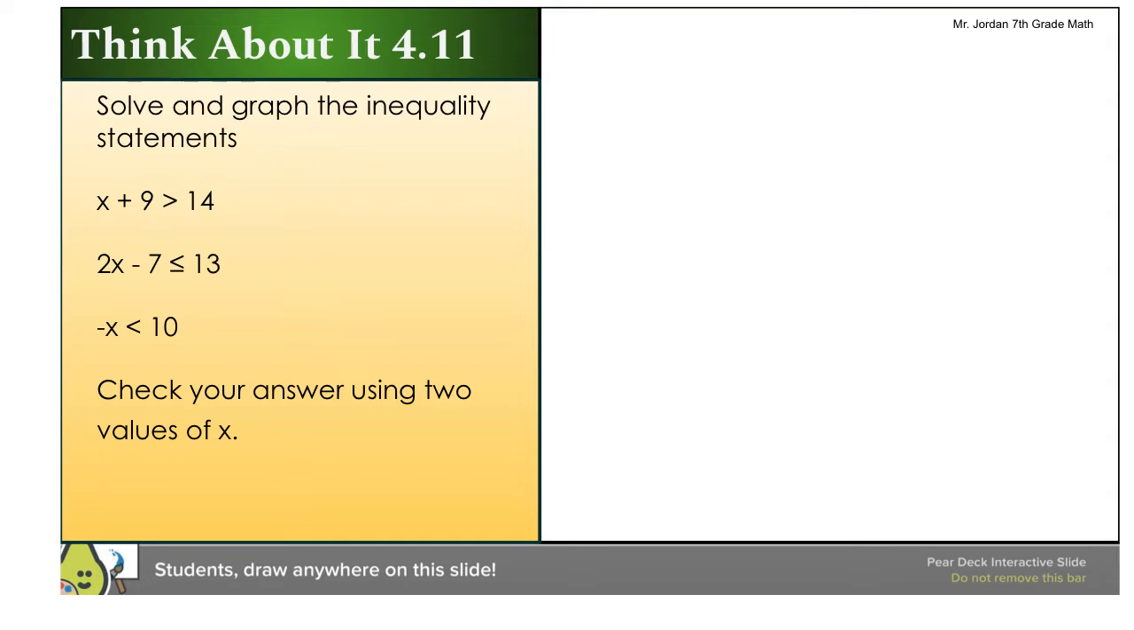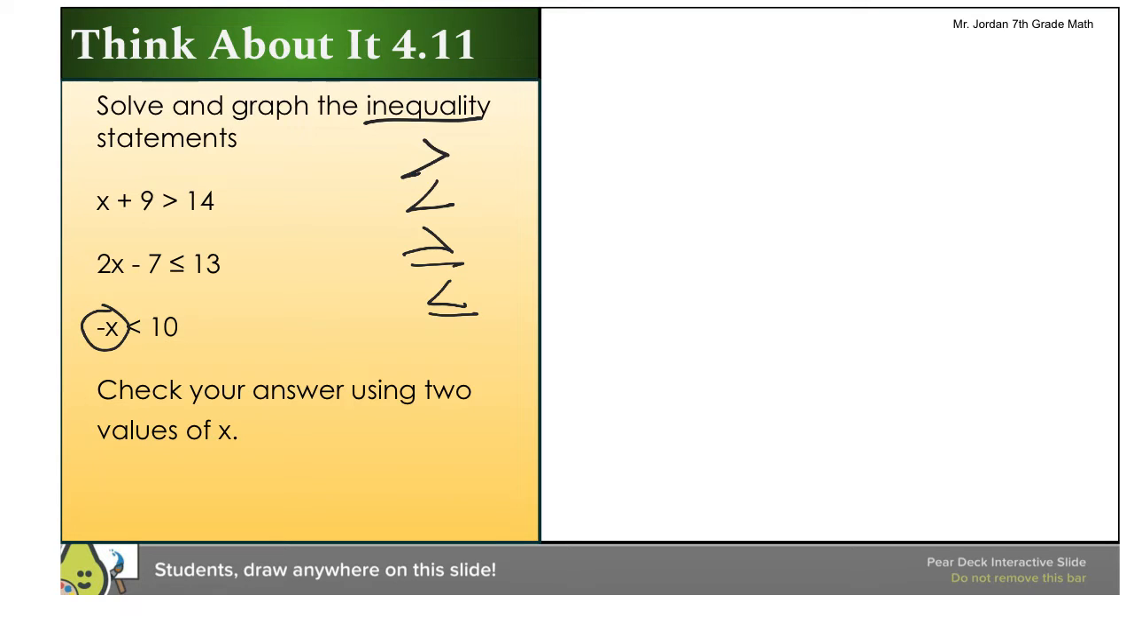Lesson 4.11, think about it. We are looking at inequality statements. So make sure that you've done the quick review or watch the videos so you know which one is larger than, less than, larger or equal to, less than or equal to. And then in this lesson, we're also looking at numbers with negative signs and how to solve those.